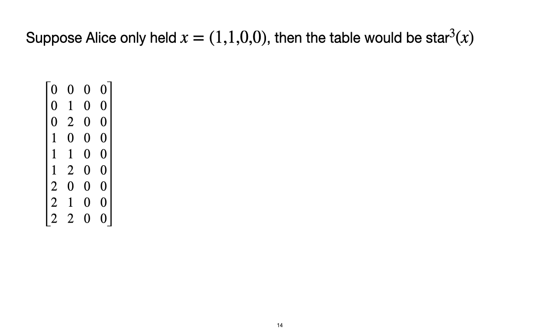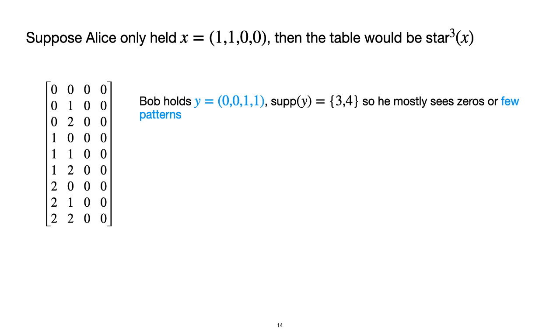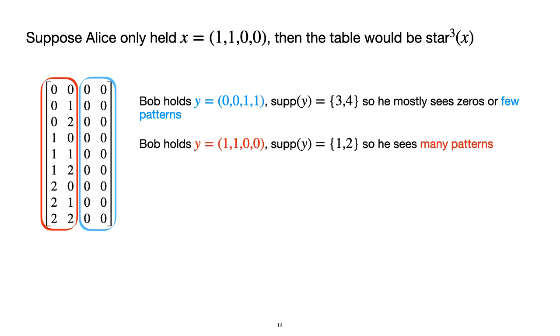So now suppose Alice only holds 1100, and the input table is star 3x. If Bob holds y equals 0011, then the support of y is 3, 4. So on this part of the table, he would mostly see zeros or few patterns. Alternatively, if Bob holds 1100, then the support would be 1, 2, so he would see many patterns.